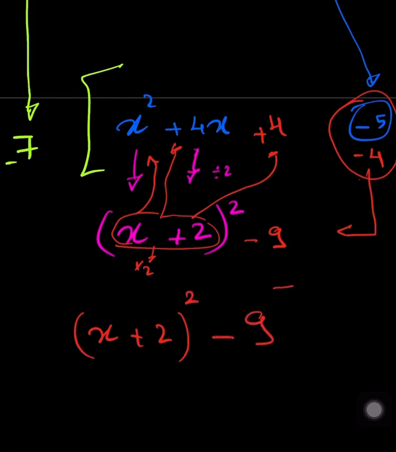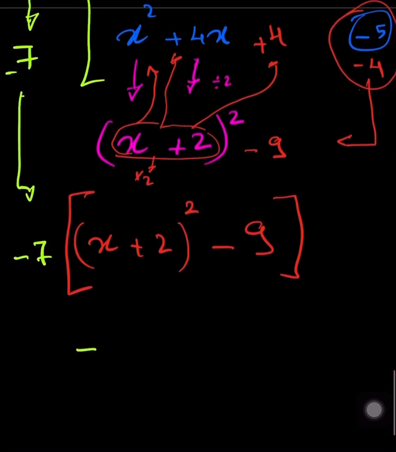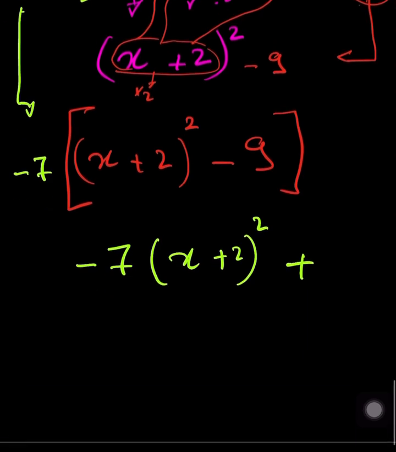And finally, once the question is over, we just bring our minus 7 and we expand minus 7 to the brackets. So we have minus 7 times x plus 2 whole square, and minus 7 times minus 9 is positive 63, and the question is over.